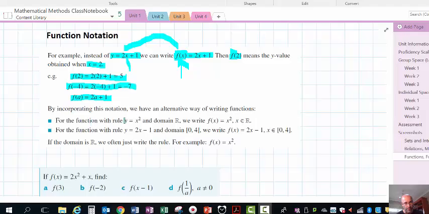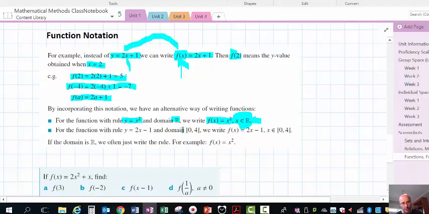Writing these out formally then, if we were given the rule or the equation y equals x squared and the domain is all real numbers, this is how we would write this full statement in function notation. F of x equals x squared, where x is any real number. So that says where x is an element of the real numbers. X is anything that belongs to real numbers, so it's anything that can be put on a number line.